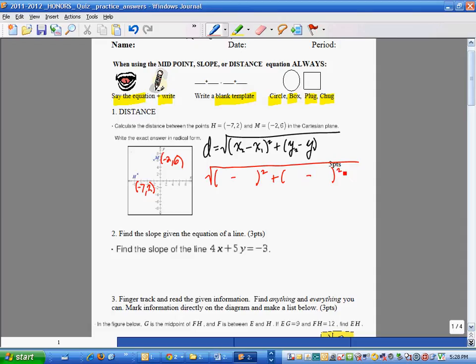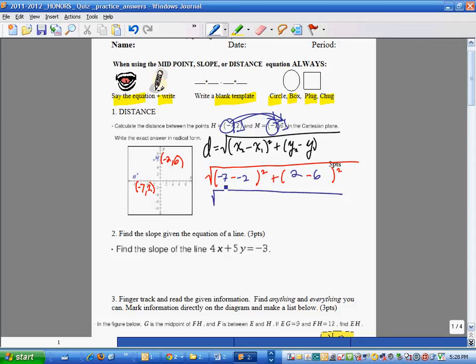Now we do circle box, plug, chug. We're going to circle the x's and plug them in, and notice I'm always going to go left to right. Box the y's, plug them in, again always left to right. Don't forget your square root sign. Now we're going to actually work this out.